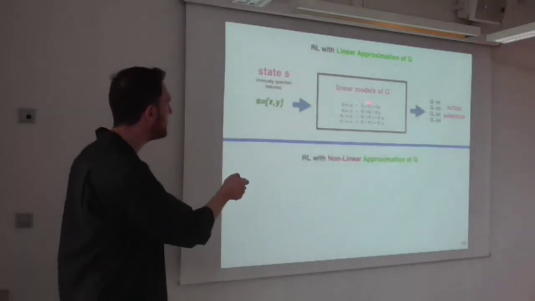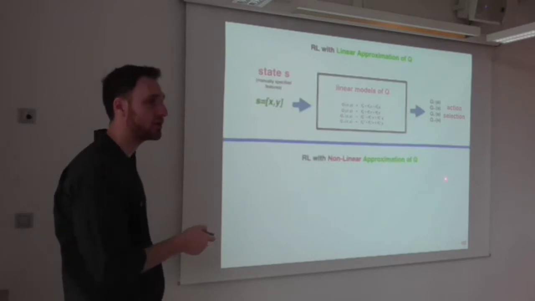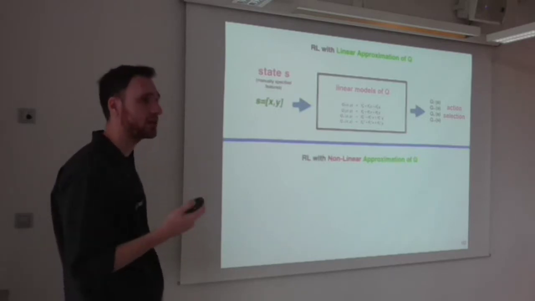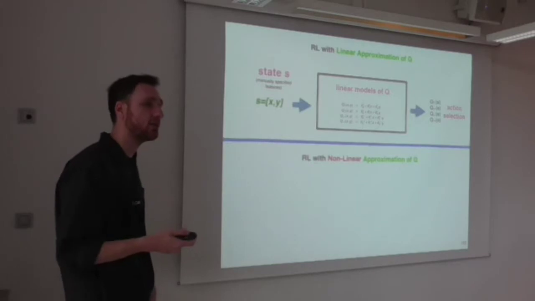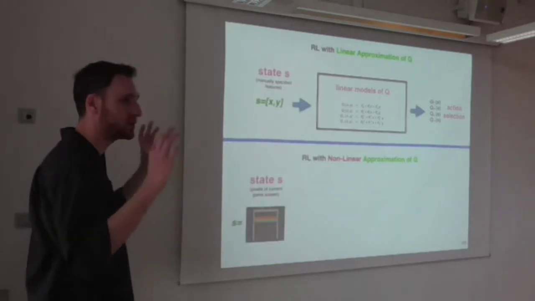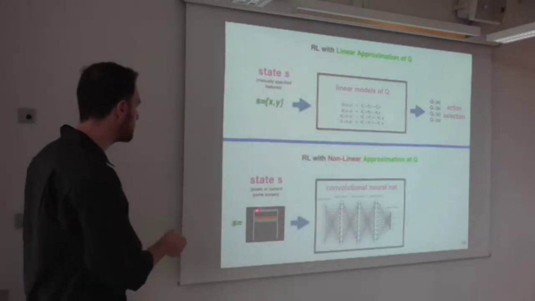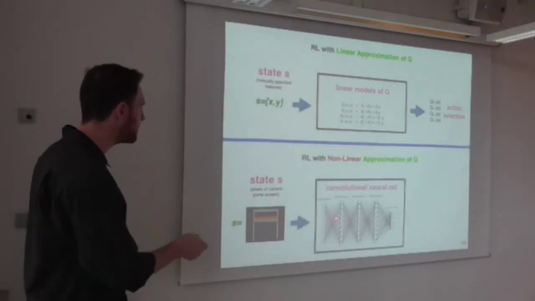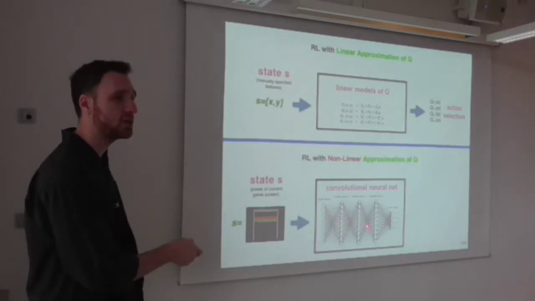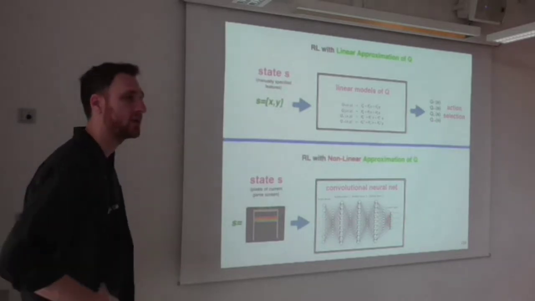What we're going to do now is a little bit more interesting. Instead of doing linear models like this, we're going to use a non-linear approximation of Q, which is what a neural network is. A neural network is a non-linear model. So the state is just going to be a matrix with the pixels in the current game screen, like this. We're going to input this image into a convolutional neural network, just like we studied last time. And can anyone guess what are the outputs of this network?